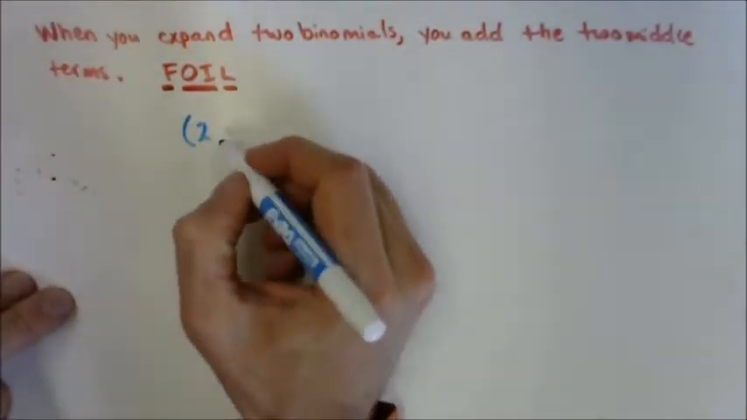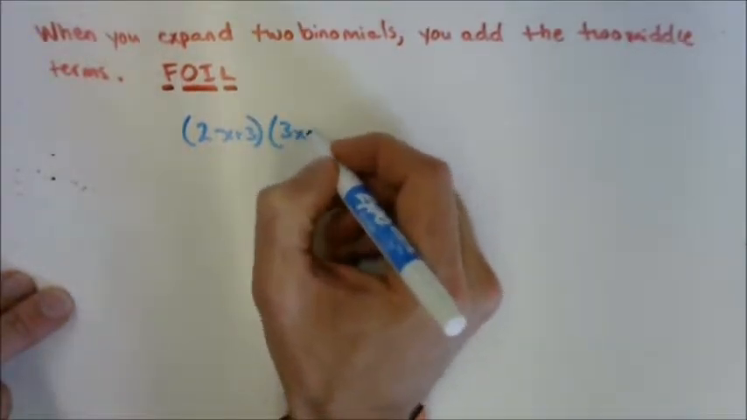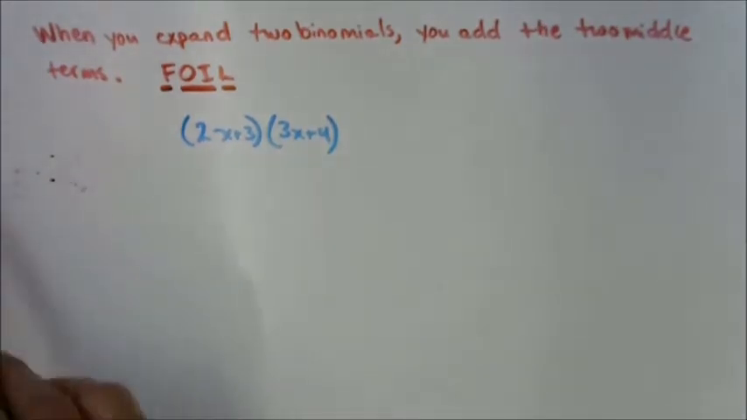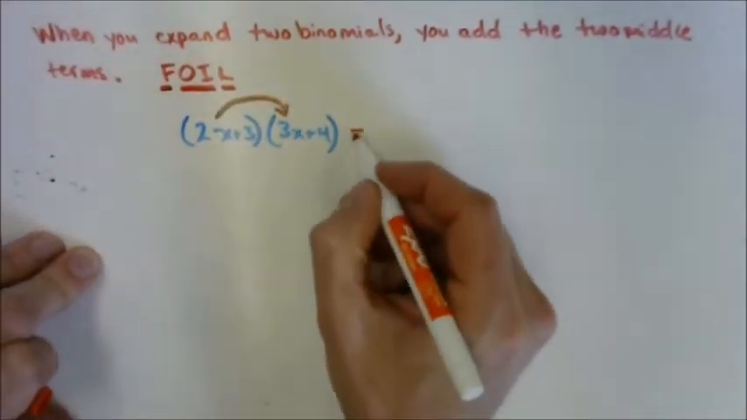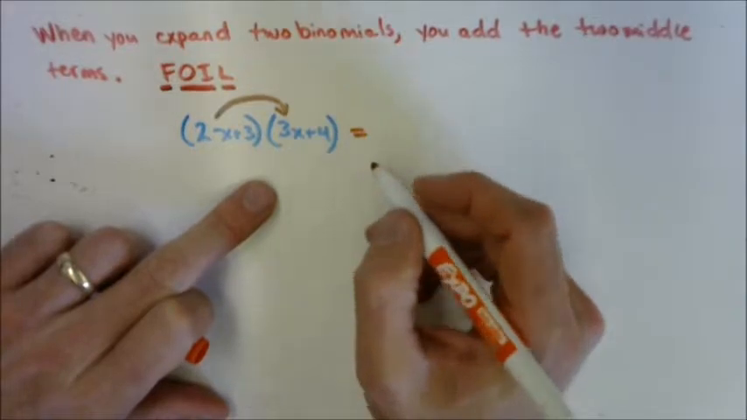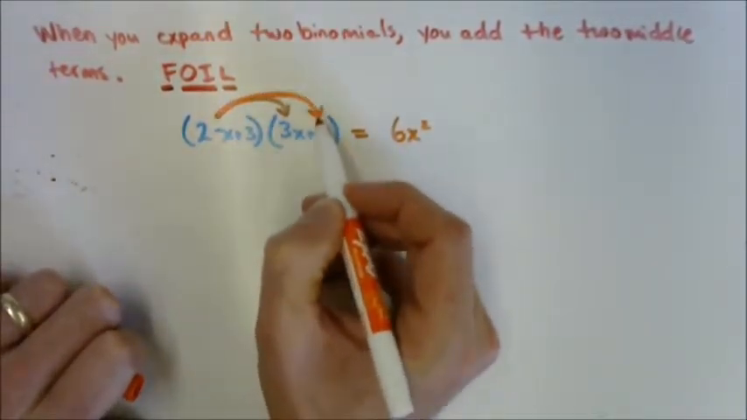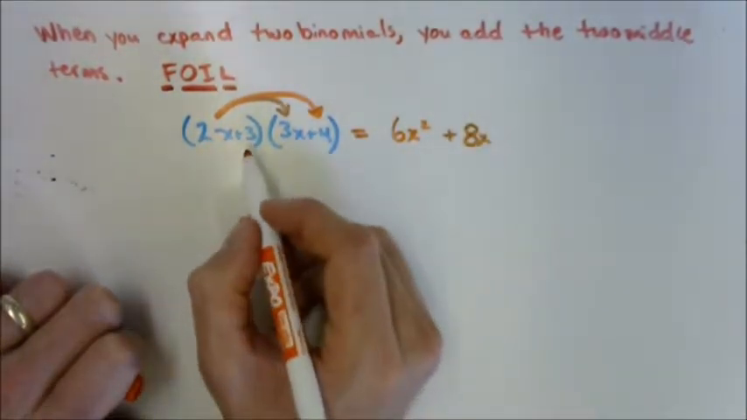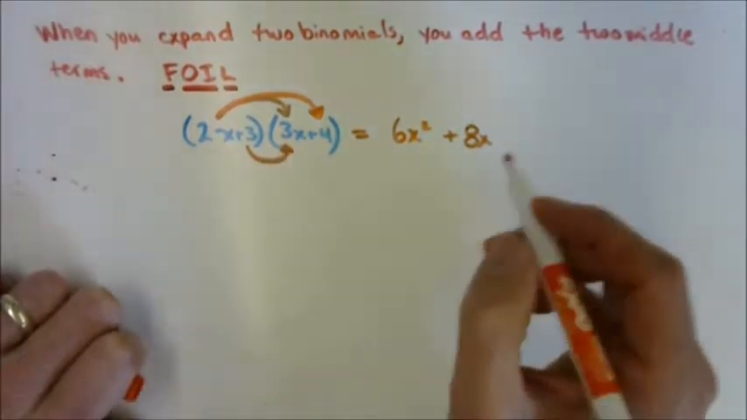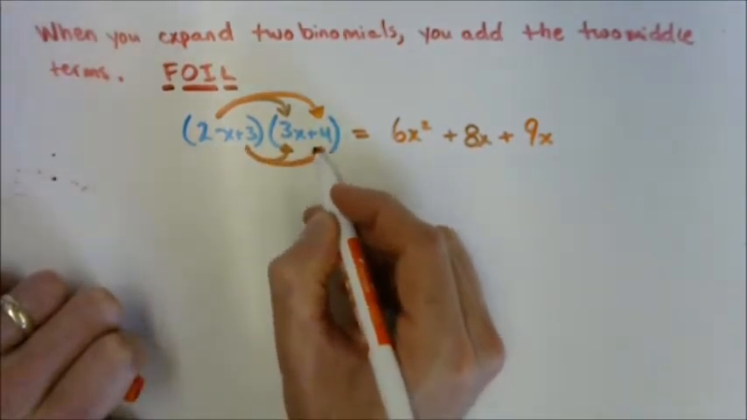If we had two binomials, let's say 2x plus 3 and 3x plus 4, and we were expanding it, we were FOILing it, then we would do first times first. What's 2x times 3x? 6x squared. Then we do outside times outside. 2x times 4 is? Positive 8x. And then we do inside times inside. 3 times 3x? 9x. Good job. And last times last? 12.